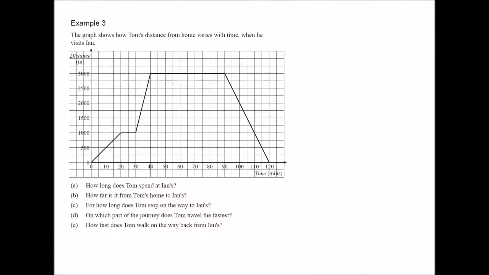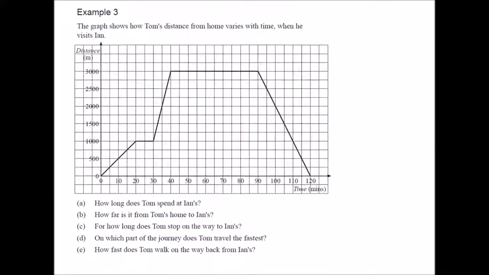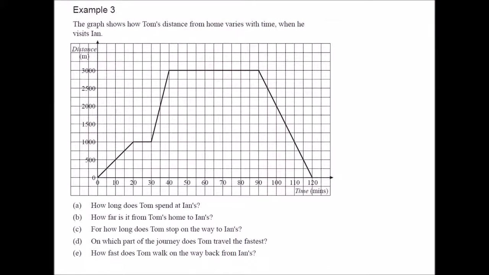Right, a bit of further analysis now and some more challenging questions. Here is a more difficult graph. It shows how Tom's distance from home varies with time when he visits Ian. So let's try and answer these questions.